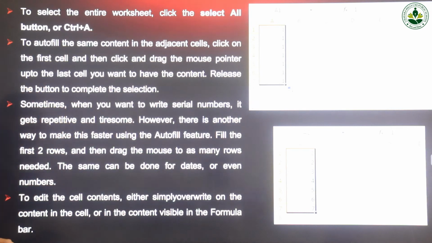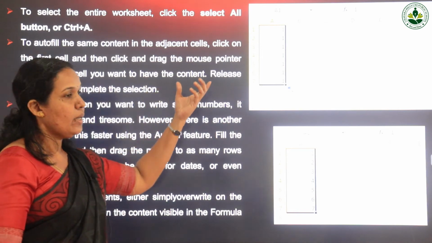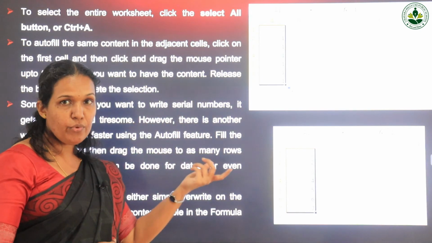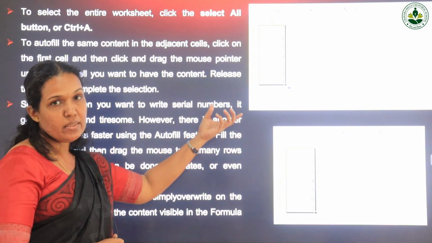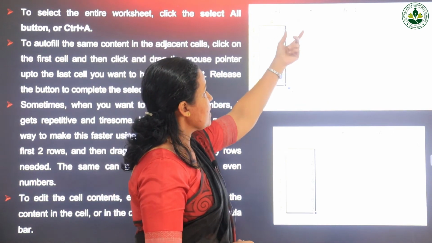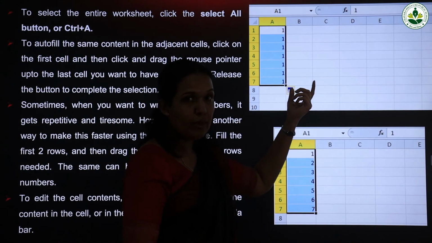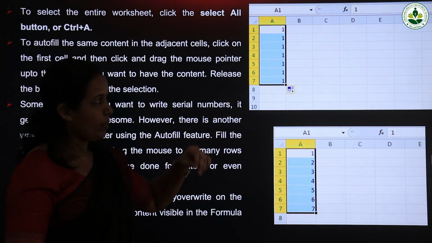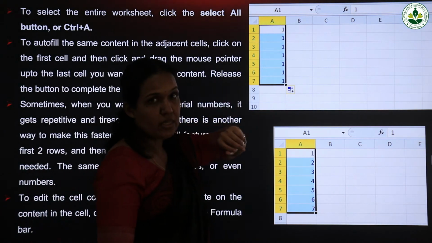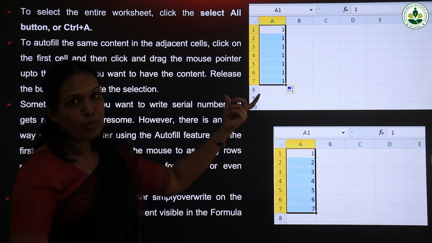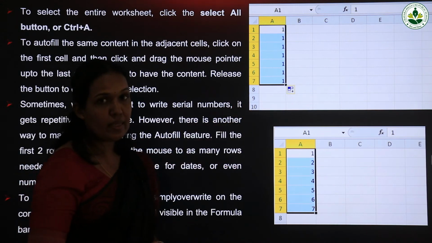Then the next one: to autofill the same content in adjacent cells. If you want to give something that is the same for all the students, like your school name, it is the same for all the cells. You can type the name or a number here, then just click and drag the mouse. That will be copied to all the cells. No need to type it again and again, or to use copy paste. Just type once in the first cell, then click and drag the mouse. It will be copied to all the cells until you release the mouse.